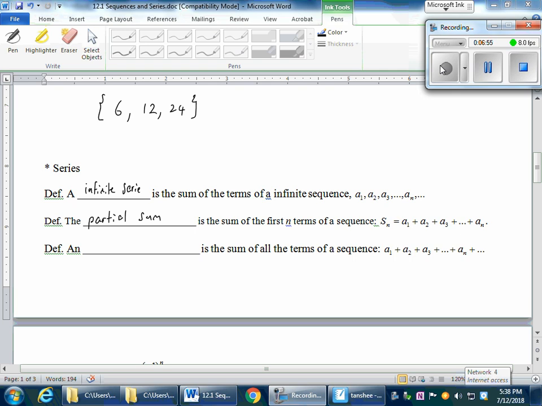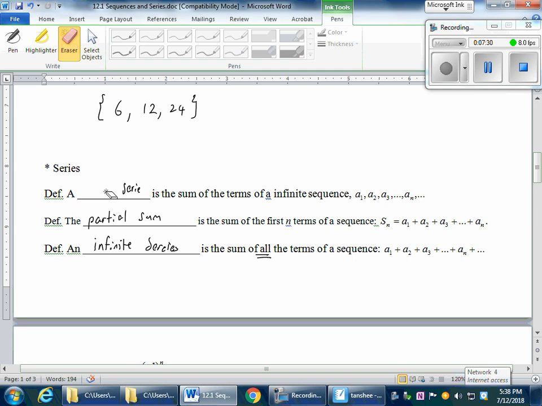Okay, and an infinite series. I made a mistake right here. This one is infinite. An infinite series is the sum of all the terms of a sequence. So the first definition is basically a series, because a series is an infinite sum of the terms of an infinite sequence, but we have to define carefully whether it's a partial sum or an infinite series.